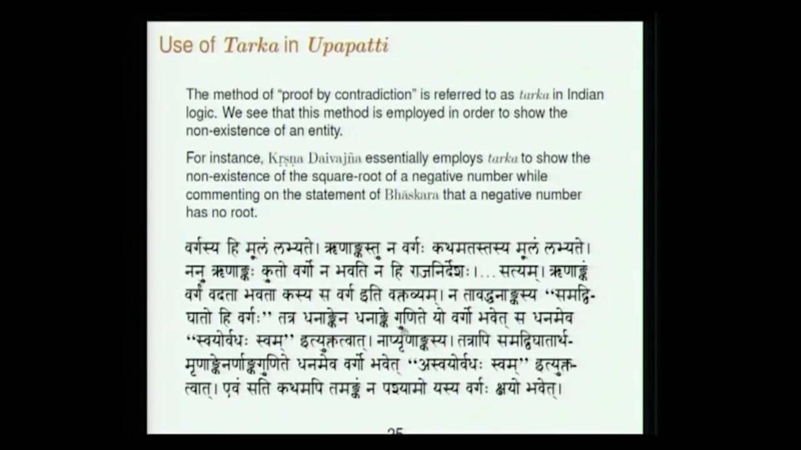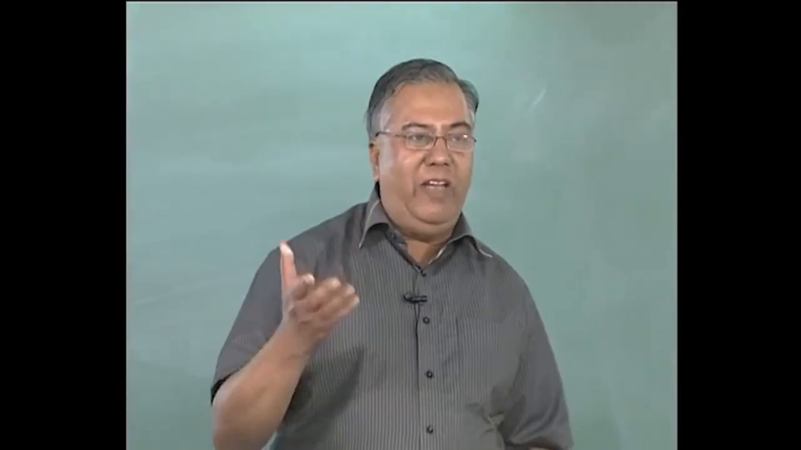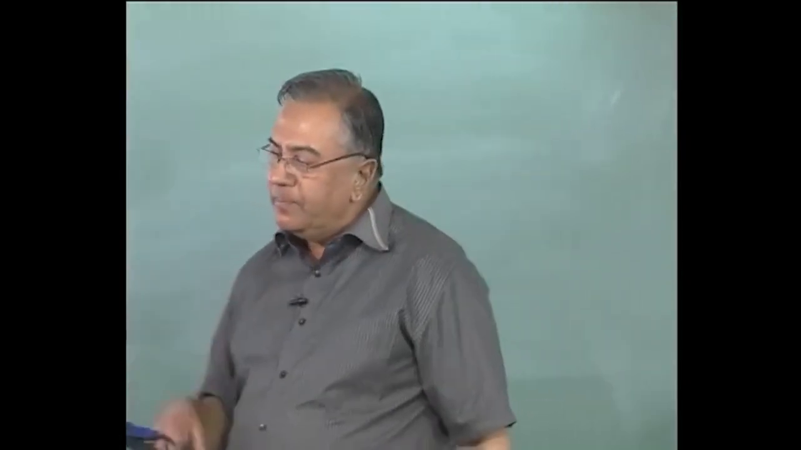Napi rinankasya, it cannot be the square of a negative number. Tatrapi swamadighatartham rinankena rinanke gunite dhanameva vargo bhavet. There also, negative times negative is positive. Ityuktatvat, evam sati, that being the case, katham api tam ankam na pashyamo yasya vargah kshayo bhavet. So we are not able to see that number whose square is negative. So it's a standard argument.